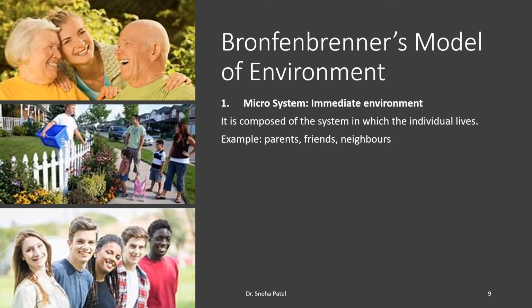Microsystem. It means the immediate environment. It is composed of the system in which the individual lives. For example, parents, friends, neighbors. They are in the immediate environment of an individual, and that's why they are included in the microsystem.